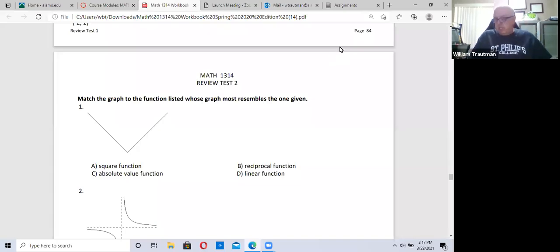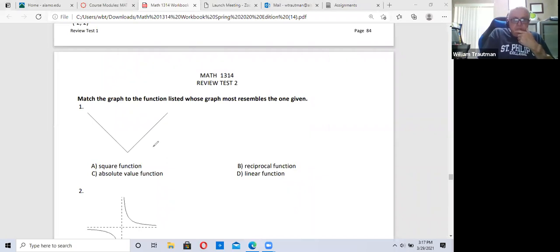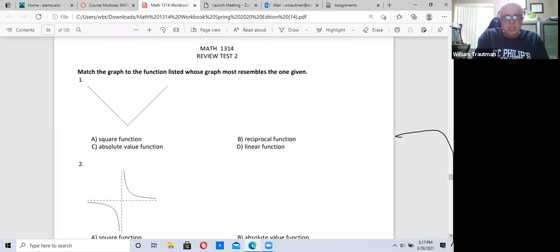Okay, so this is the review for test 2. Just looked at it. And don't forget, you need to know all the shapes of the different graphs. I mean, that's just something you have to know at this point.